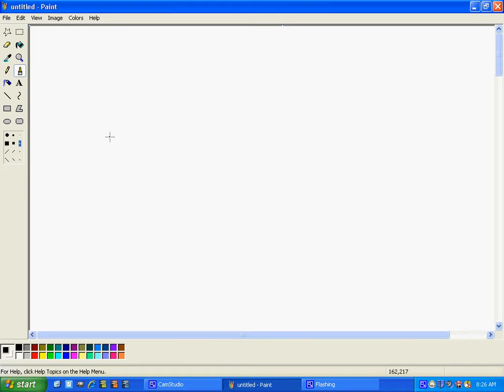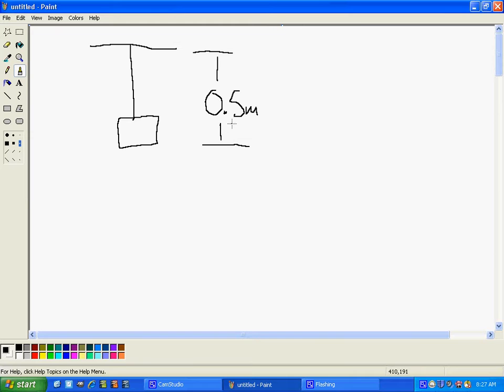Okay, here is a problem where we have a swing, and the swing is 0.5 meters, and the weight of the mass at the end of the swing is 550 newtons.